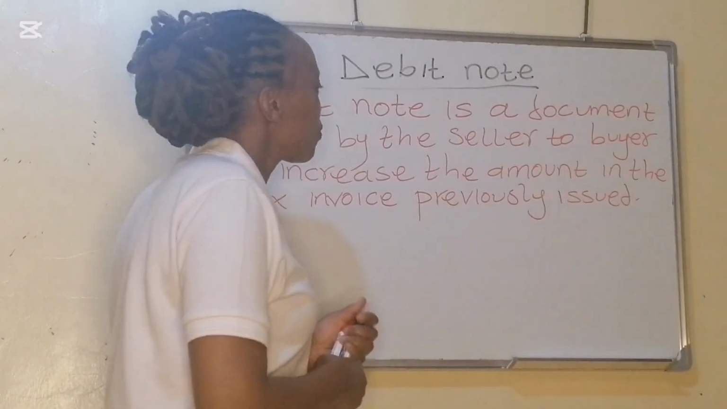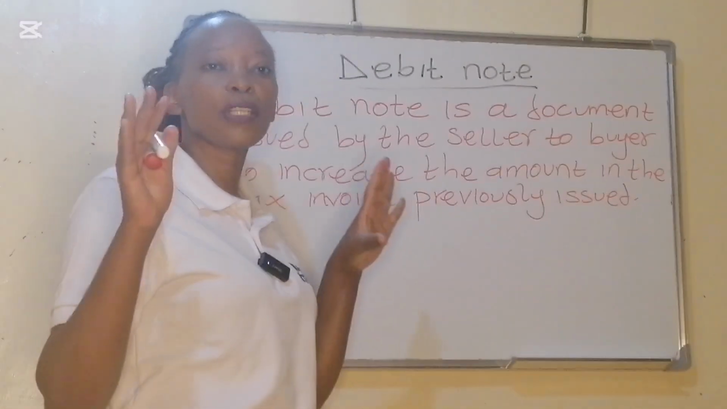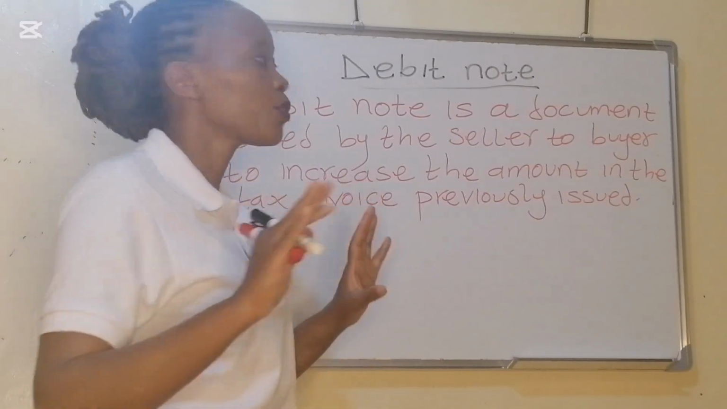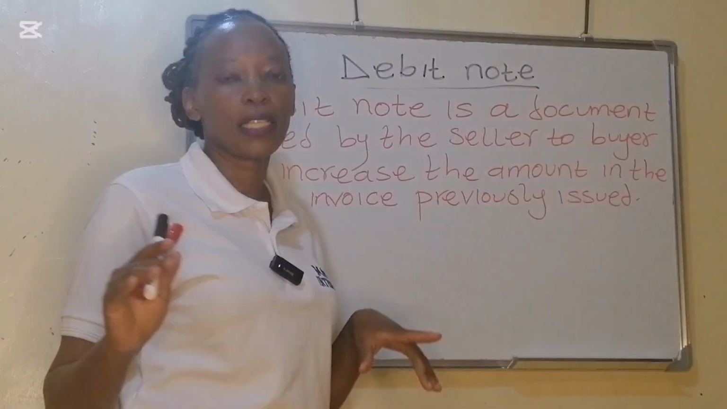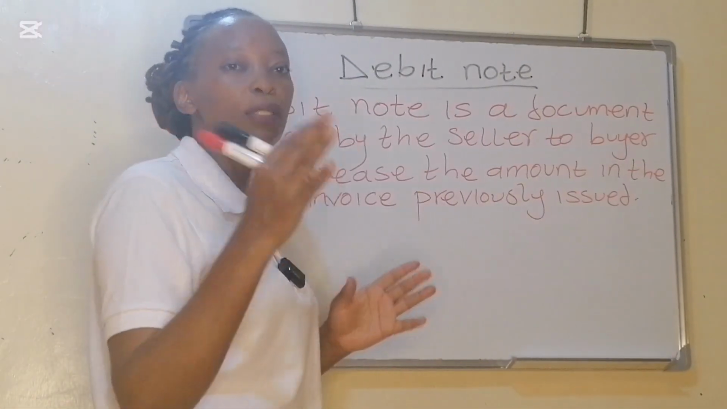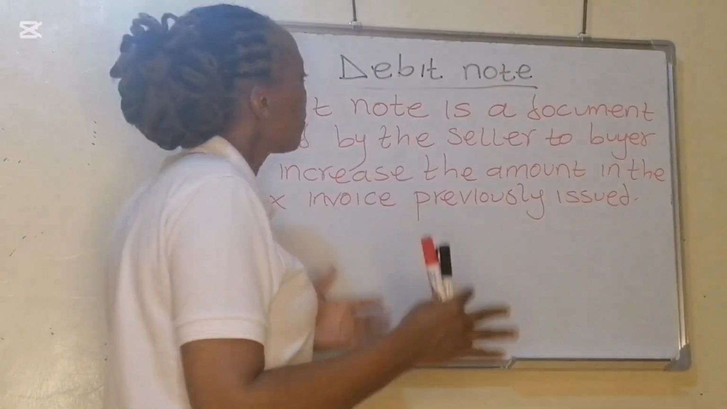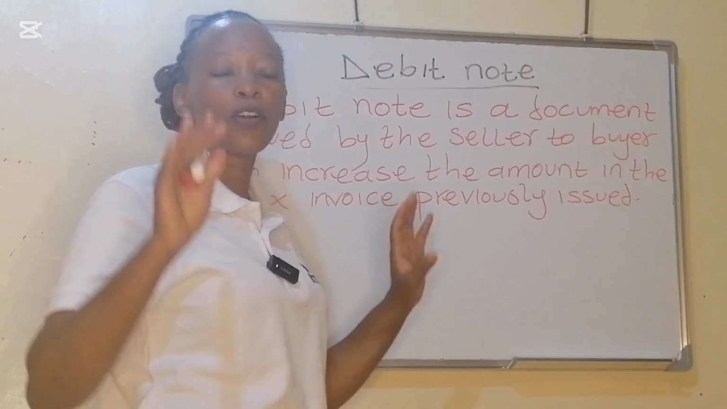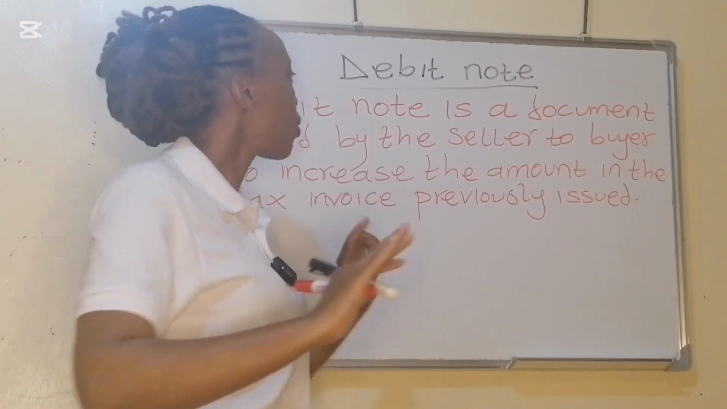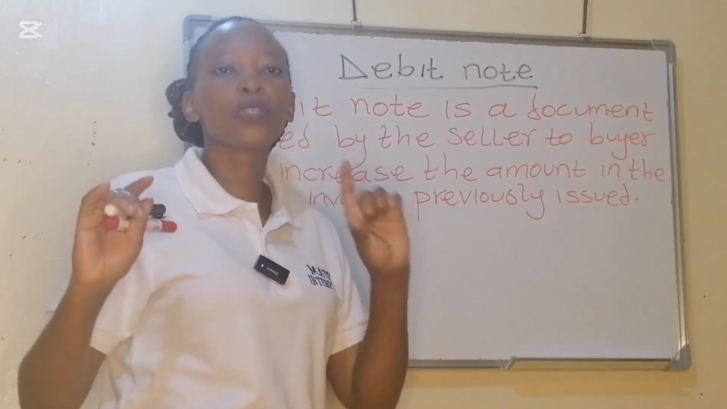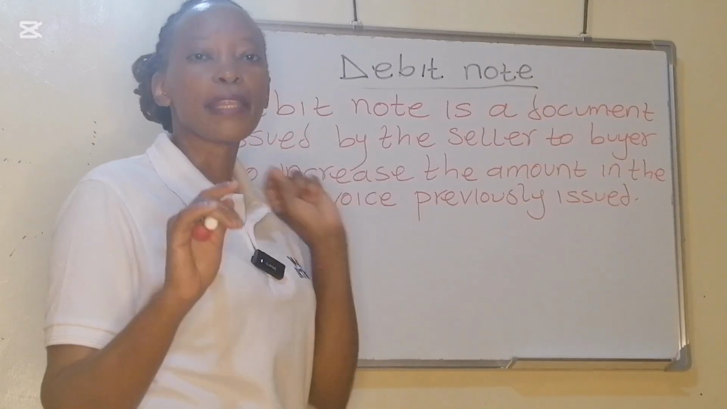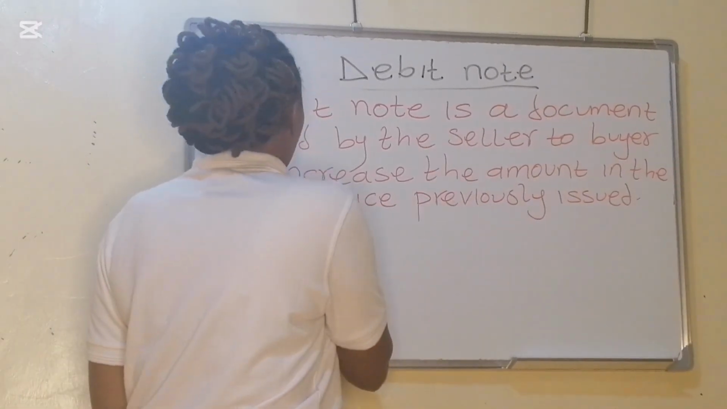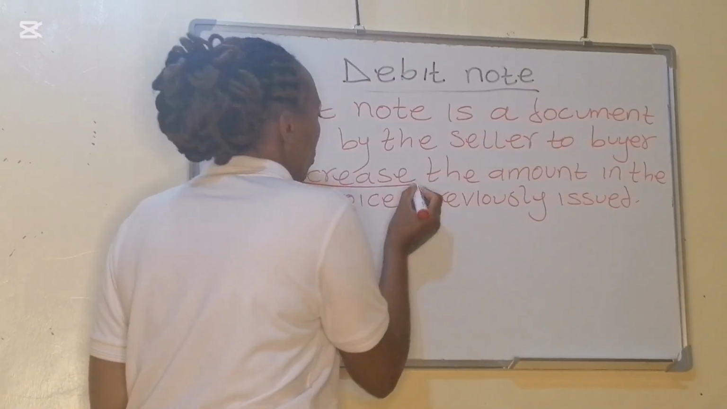In the tax invoice, for example, I told you the amount is 1,000, but the customer is supposed to pay you 1,500. How do you increase the amount to 1,500? You send them a debit note of 500. Okay, I hope you are with me up to that point. So debit note is used to increase the amount in the tax invoice. So the key word is increase. It is used to increase the amount.